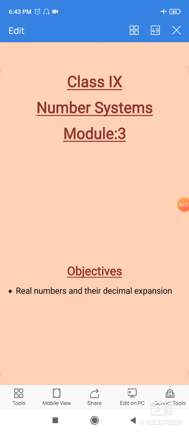Class 9 Number Systems Module 3. Objectives. In this module, you will learn about real numbers and their decimal expansion.